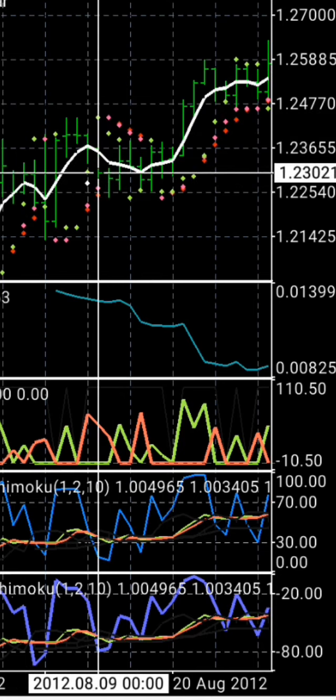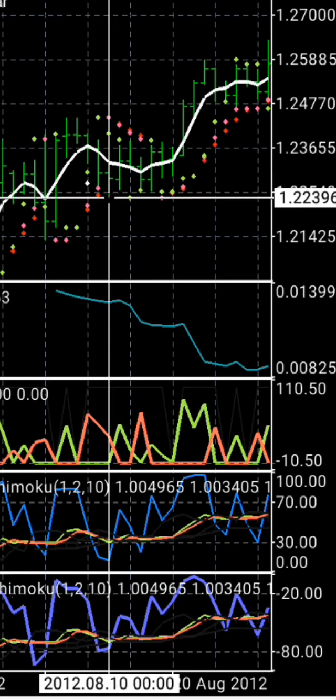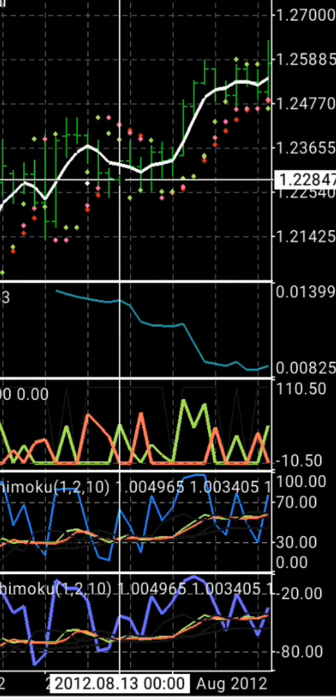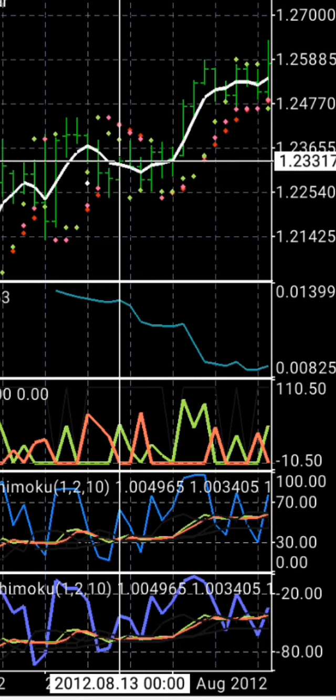So at this point the moving average is telling us that we are going long. We are no more going short here, we are going long. The percentage R contradicts that. Percentage R is telling us we are going short. We should go short.